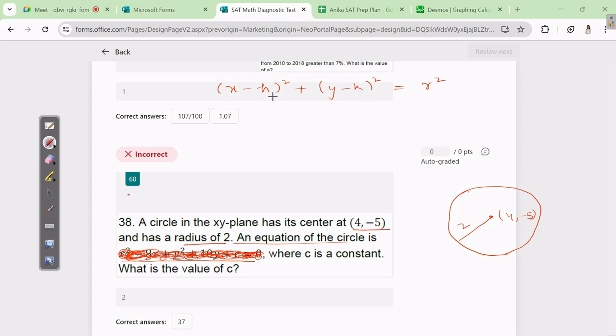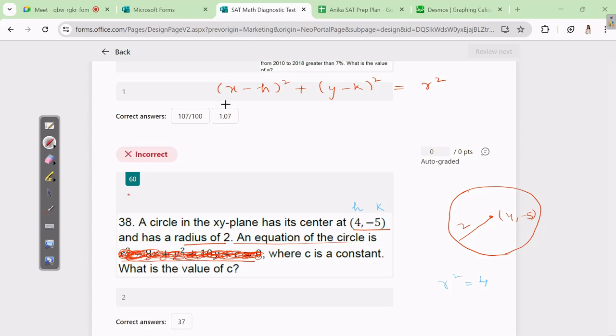Okay, we have the values of h, k and r. First tell me what are the values of h, k and r. So h is equal to 4, and then k is equal to negative 5, and then r squared is equal to 4. r square is equal to 4. Perfect. Okay, now just plug in all the values here in the equation.